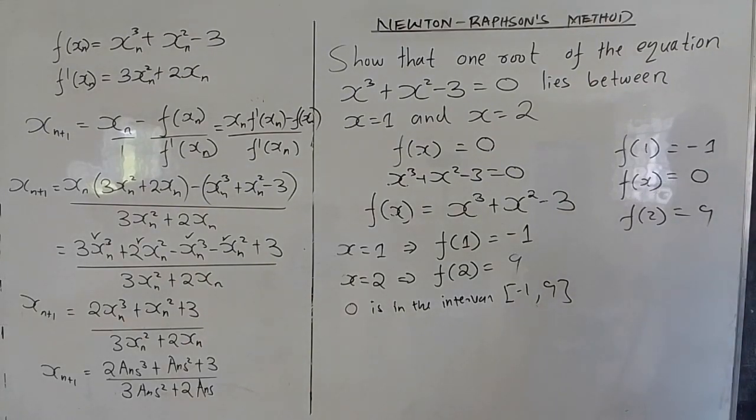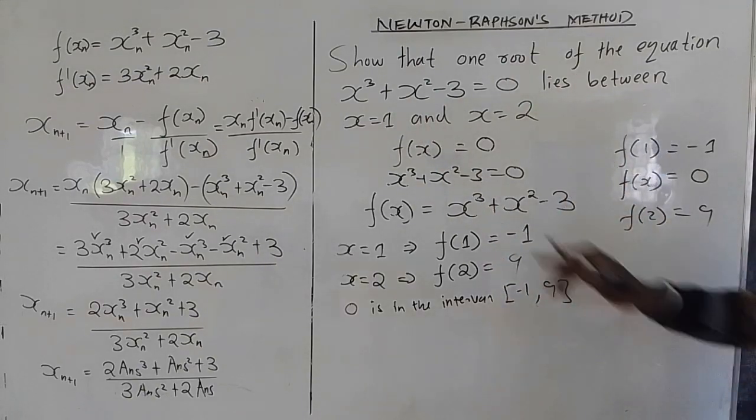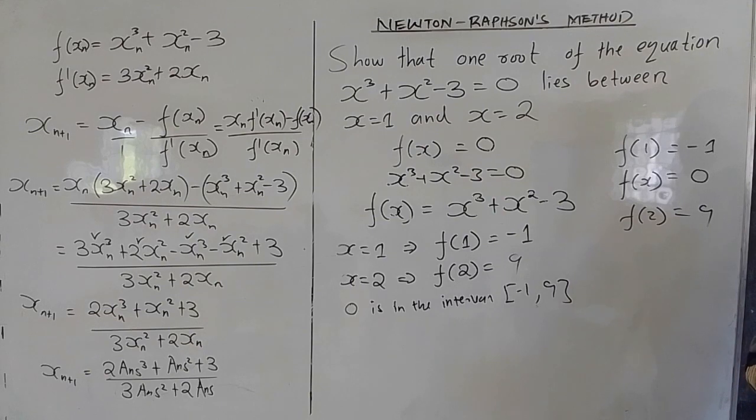That is what they are saying. Are you getting the point? For the root to lie in the interval 1 and 2, the value of x must be between 1 and 2. So you choose any value between 1 and 2, which of course could be 1.5. It's between 1 and 2, isn't it? 1.2 is also between 1 and 2.